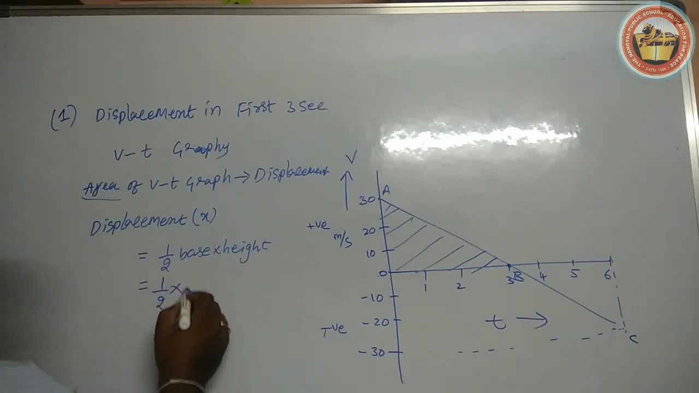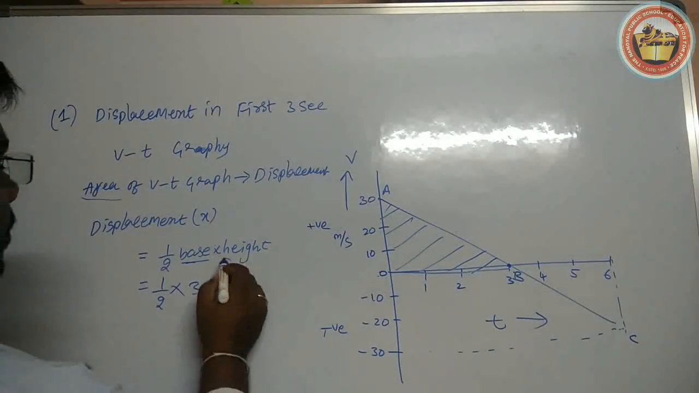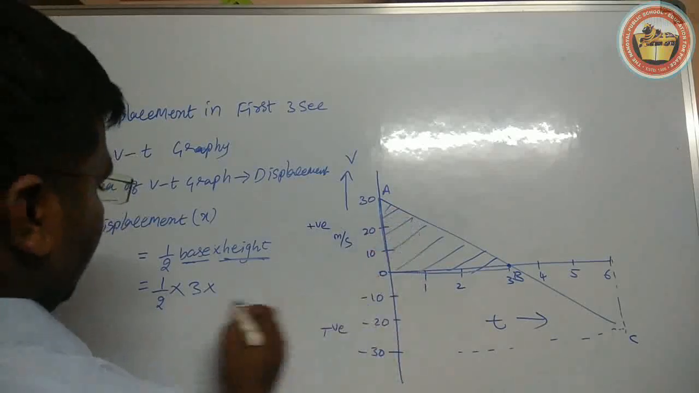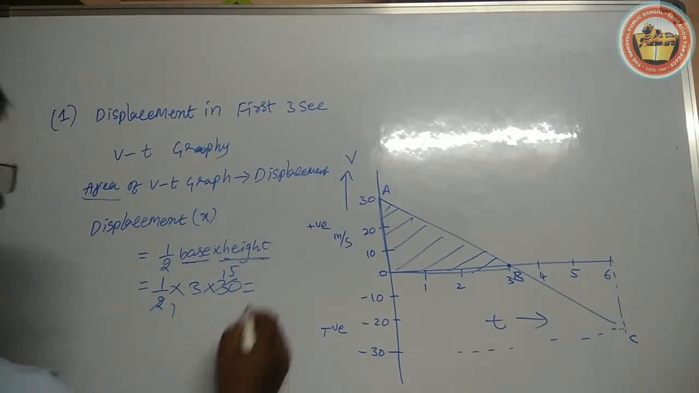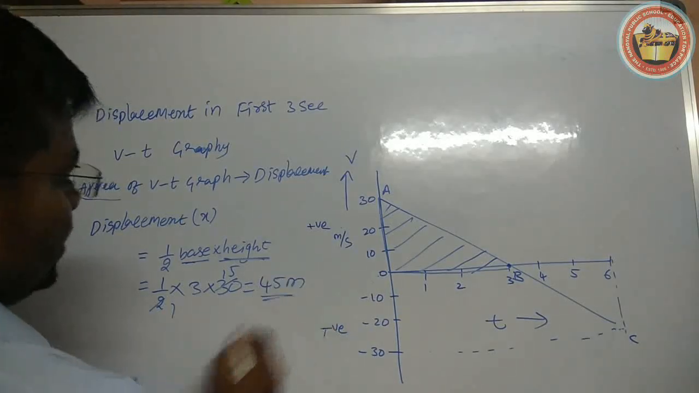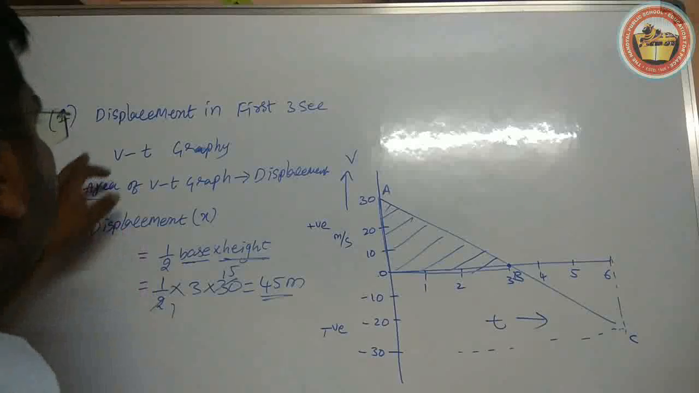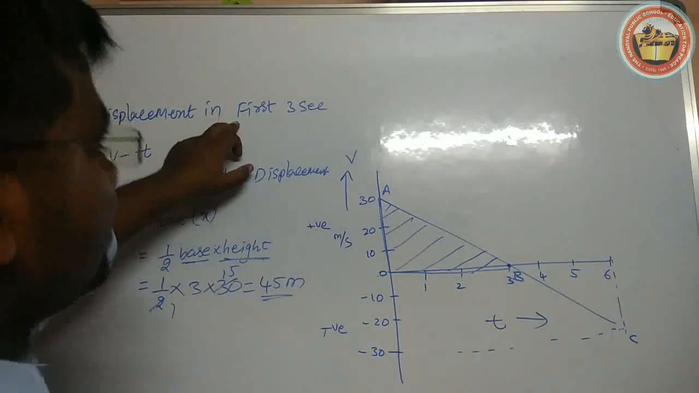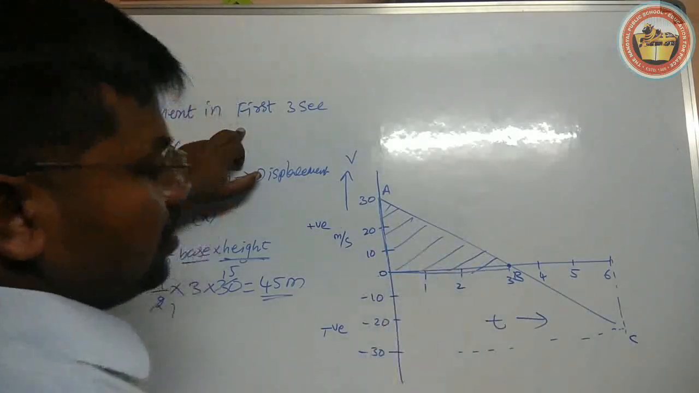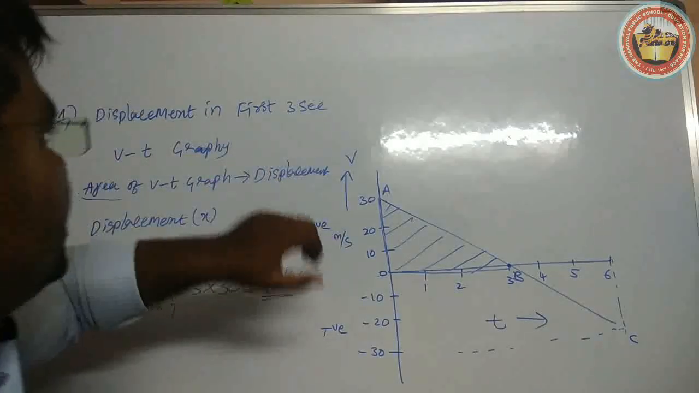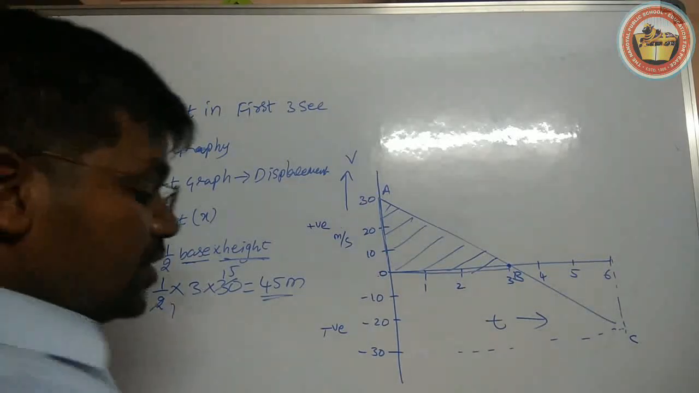What is the base? Base is 3, into height 30. Height is 30. Half of 30 is 15, and 15 times 3 is 45 meters. So the area of this triangle gives the displacement in the first 3 seconds. First 3 seconds means 1, 2, 3. The area under this graph gives the displacement in the first 3 seconds, which is 45 meters.